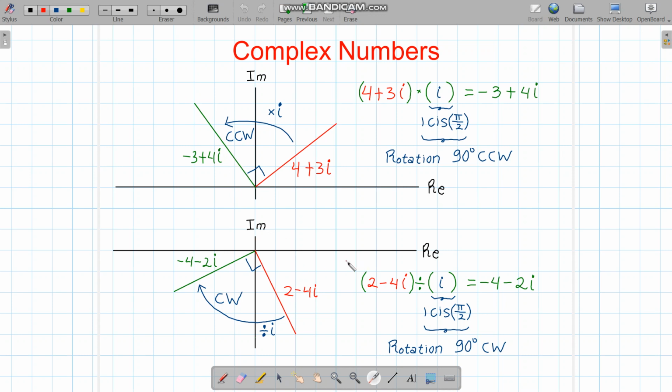And if we divide by i, that is the same as dividing by 1 cis pi over 2. So the modulus is exactly the same because we divide by 1, but the angle we rotate 90 degrees clockwise because when we divide we go in the opposite direction, the clockwise direction. So this is the original, and this is the result after the division.